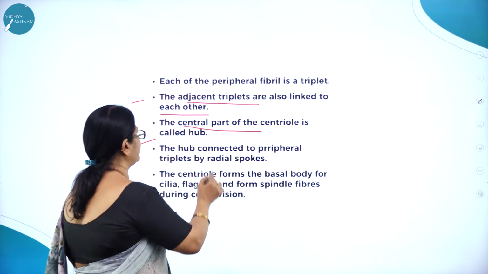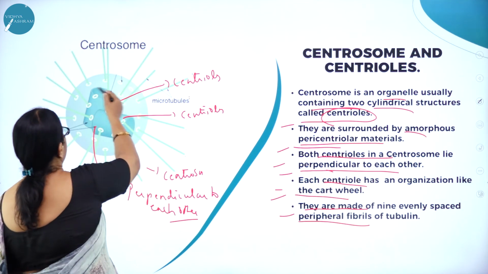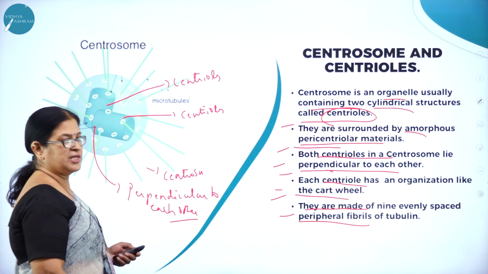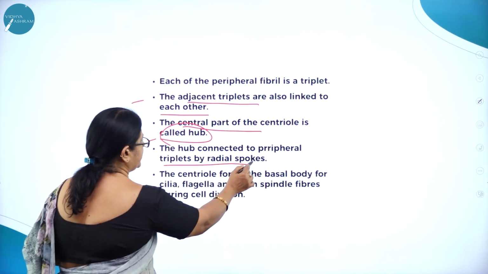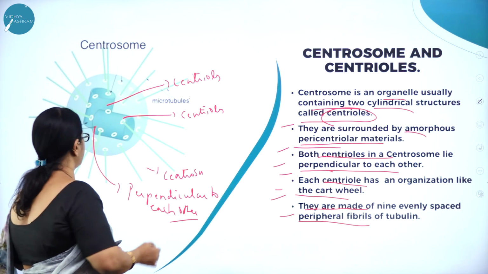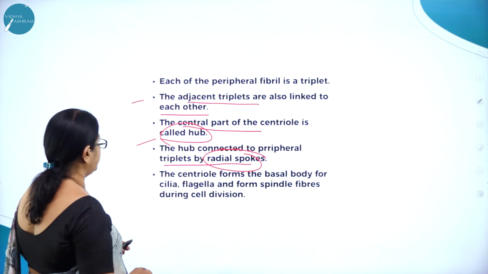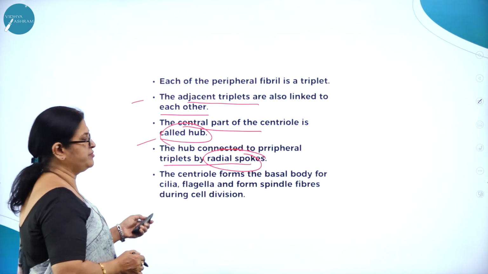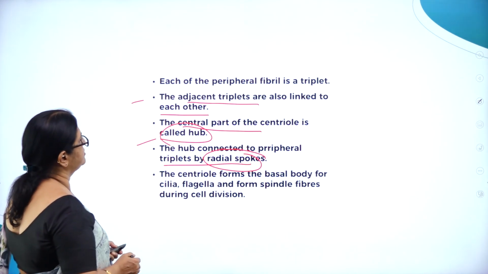So the central part of the centriole is called hub. Here you can see the central part of the centriole is called as what? It is called as hub, and the hub is connected to peripheral triplets by the radial spoke. Then the centriole forms the basal body of cilia, flagella and forms spindle fibers during cell division.